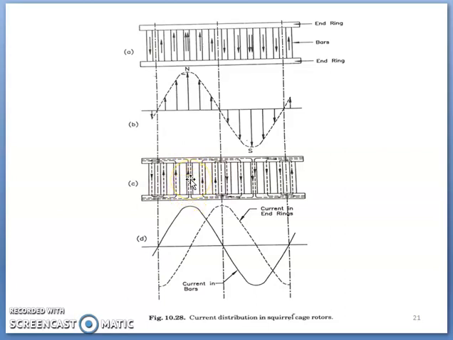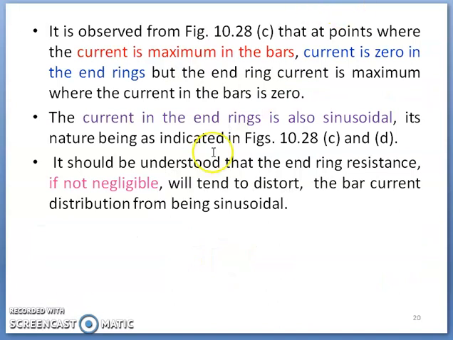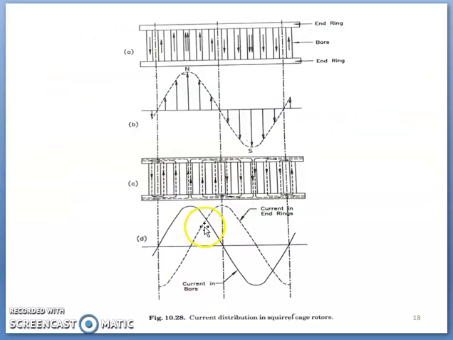Current through the bar is equal in magnitude, but they flow in opposite directions. Hence the current in the end ring section is minimum corresponding to the maximum value of current in the bar. Hence, when current is maximum in the bar, the current in the end ring will be zero. The current in the end ring is also sinusoidal, and its nature is as shown in this figure.